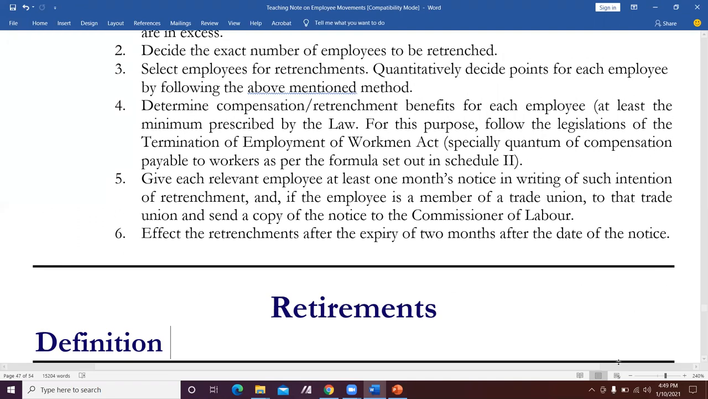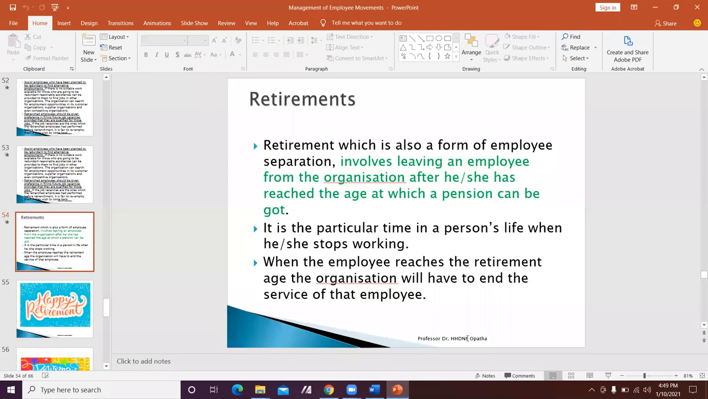All right. Now the last type of employee movements, which I have planned to teach.